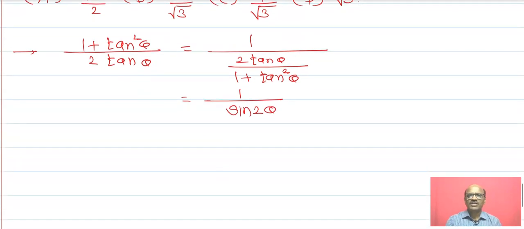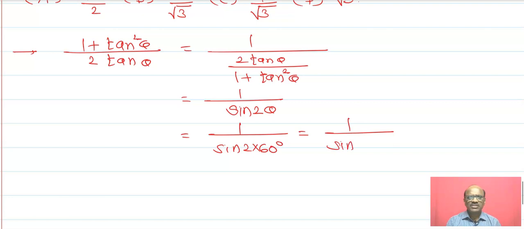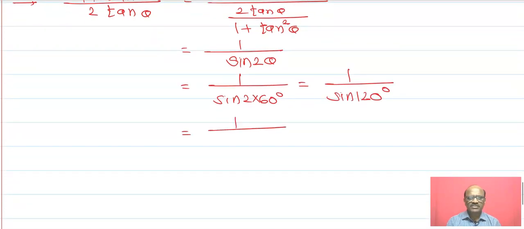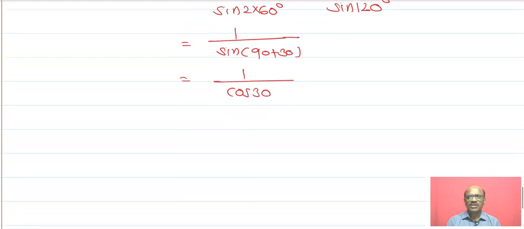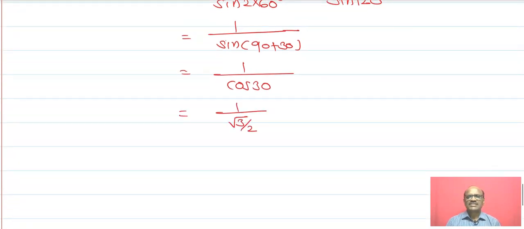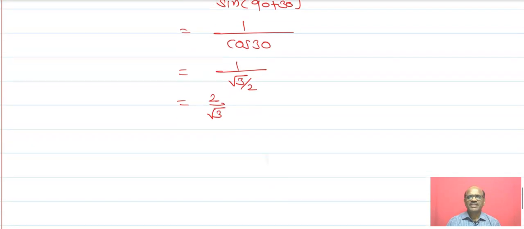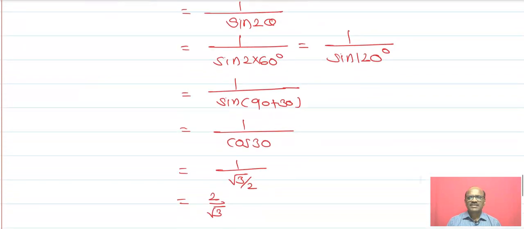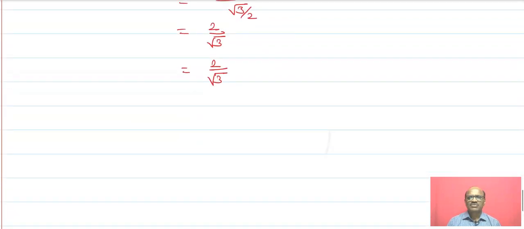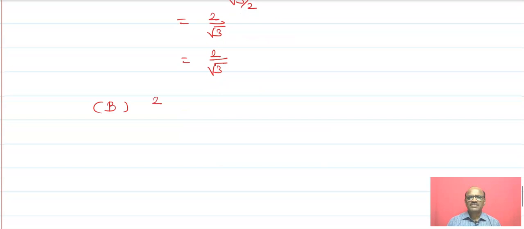Now there is one more formula that we have learned in trigonometry, that is sine of 2 times theta is equal to 2 tan theta upon 1 plus tan square theta. These are important formulas that you have to learn. That is 1 upon sine of 2 times theta, the value of the angle is 60, which is 120, and it can be written as sine of 90 plus 30, which is cos 30, and the value of cos 30 is root 3 upon 2. Therefore the answer is 2 upon root 3.